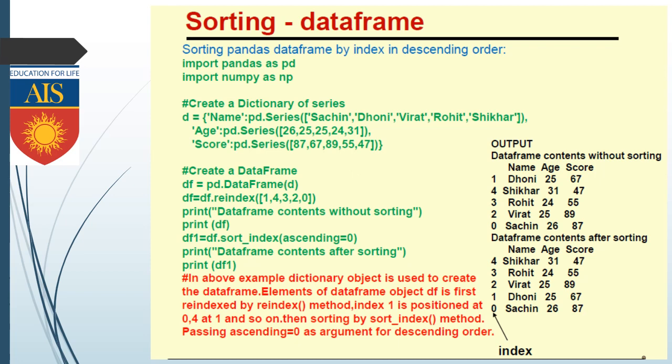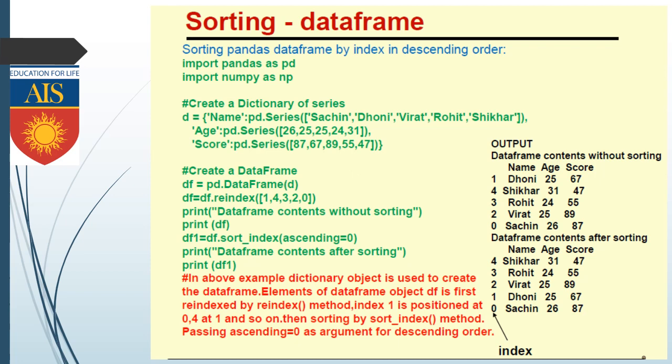Sorting pandas data frame by index in descending order. The previous one was ascending, this one is for descending. Like previous, we need to create the dictionary of data frame, then create the data frame. df = pd.DataFrame, df = df.reindex, then we need to mention the index order, then create the heading, then print df, then df1 = df.sort_index(ascending=0). That means we are making the ascending order false, that means we want to create it in descending. Then print the data frame content after sorting, and then finally print that particular variable name.